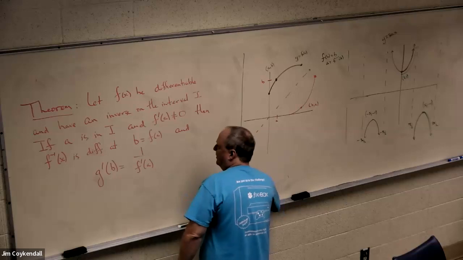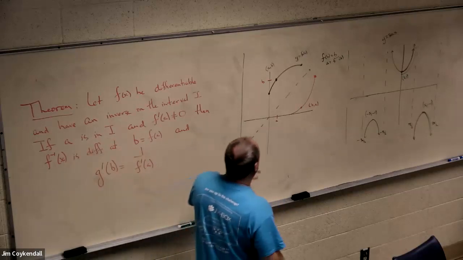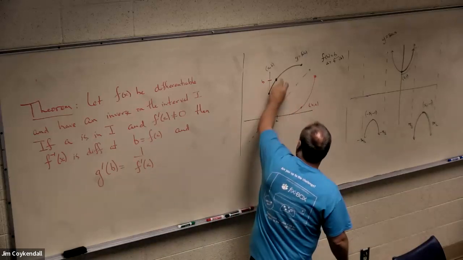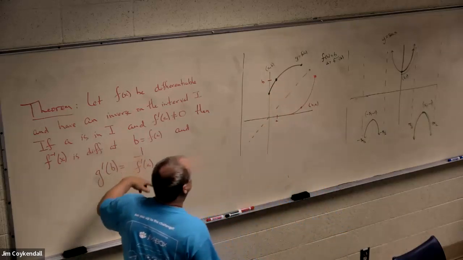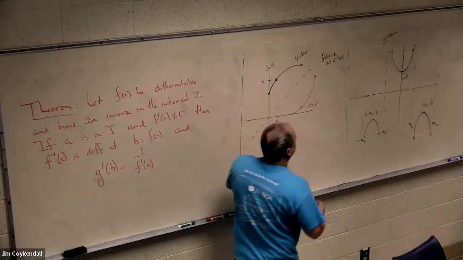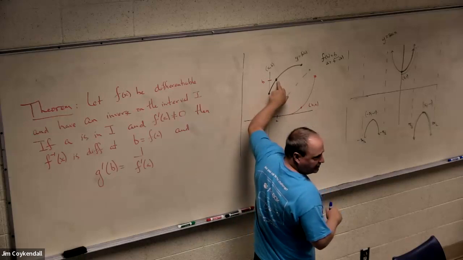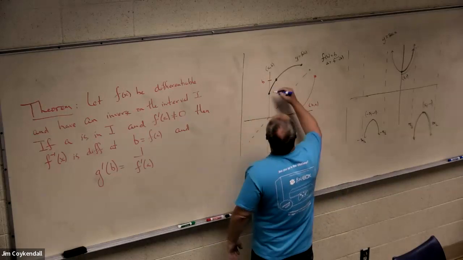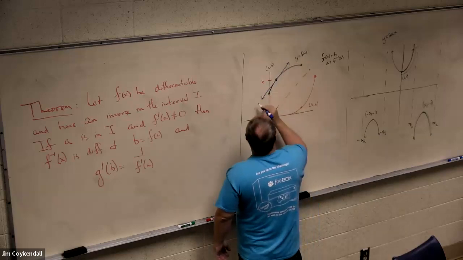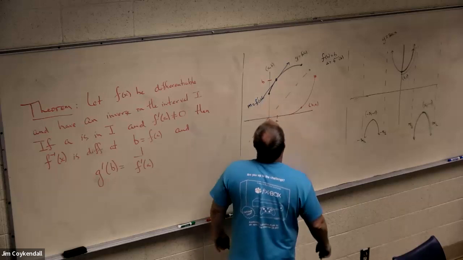Now, what this theorem says is, a is in I, so here's the interval of definition. This a is in this interval, and it's got an inverse, it's 1 to 1. Does it look to you like f prime of a is 0? It doesn't. It has some slope that's not 0.